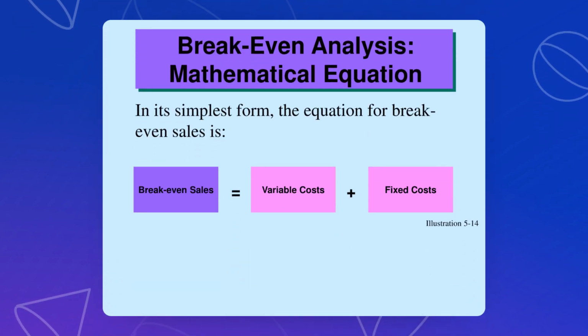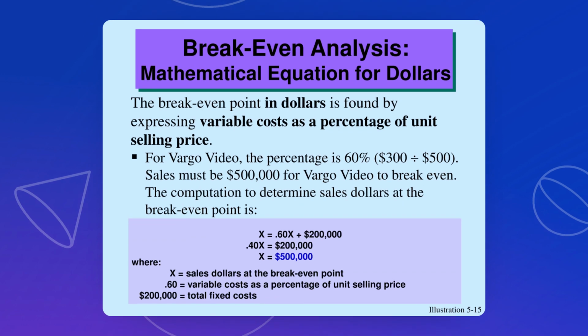Again, the formula, break-even sales is equals to variable cost plus your fixed cost. Ito class ay very relevant kung ang gagamitin natin ay mathematics. The break-even point in dollars is found by expressing the variable cost as the percentage of unit selling price. So, for example, class, the Vargo variable cost percentage is 60%, 300 divided by 500, you have 60%. And the sales naman is at 500,000 for Vargo to break even.